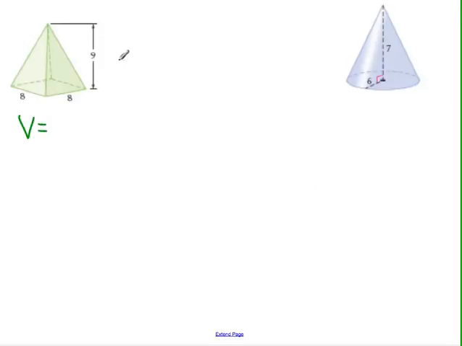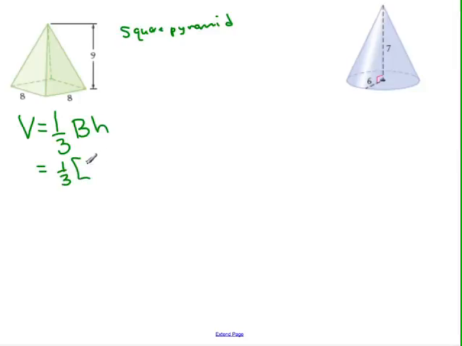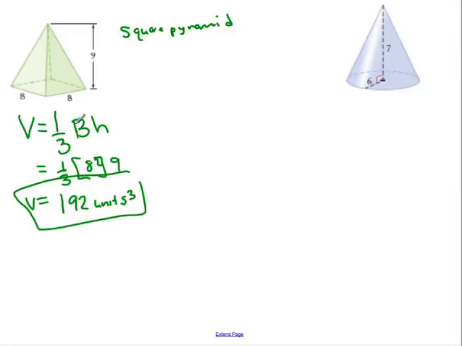Again, this is a pyramid. Specifically, I would call it a square pyramid because the base is a square. The volume formula is 1/3 the area of the base times the height. So we'll say 1/3, the area of our base is 8, and we'll have to square it. We'll multiply this by the height of the prism. When we multiply this out completely, that should give us 192 cubic units. Again, you need to identify what is the base, find the area of that base, and then we'll just go through and multiply from there.